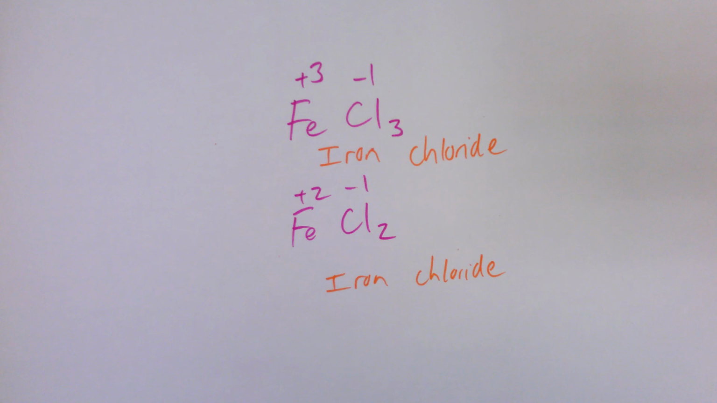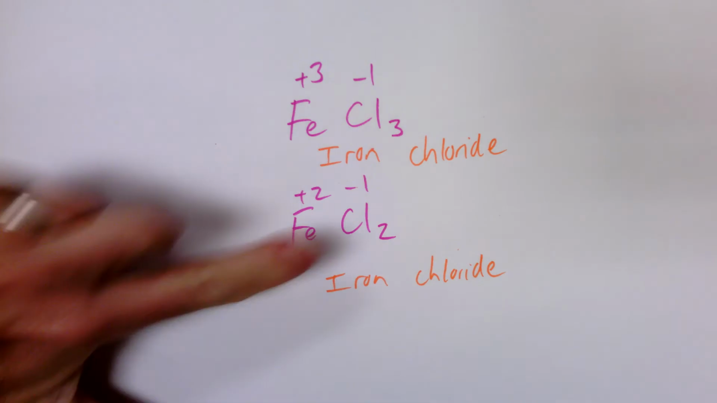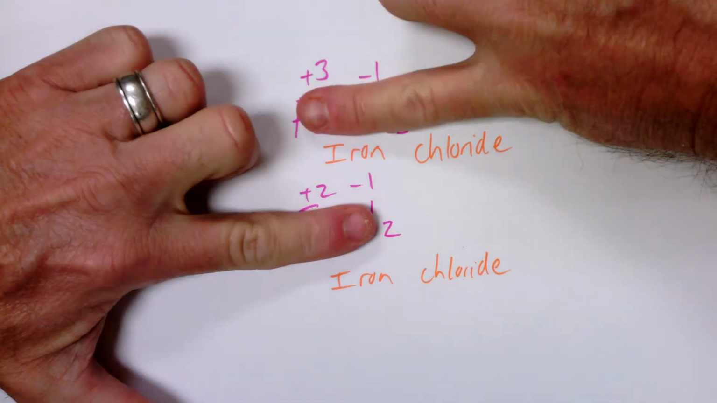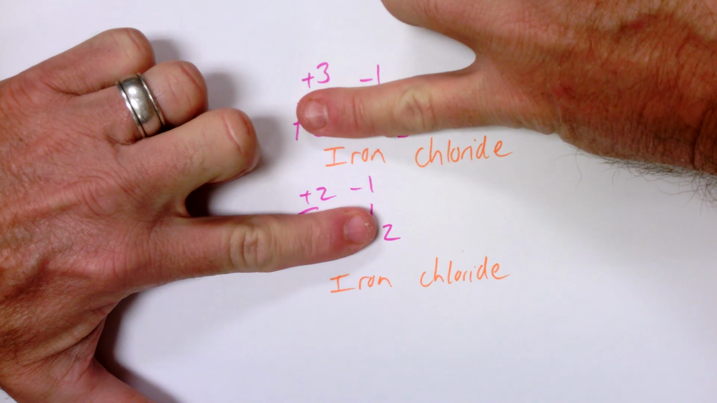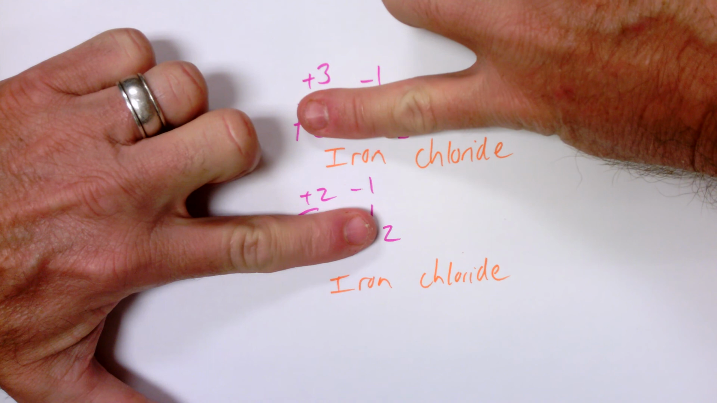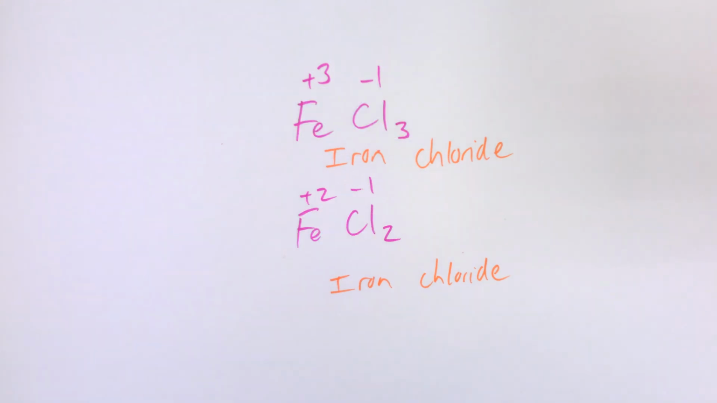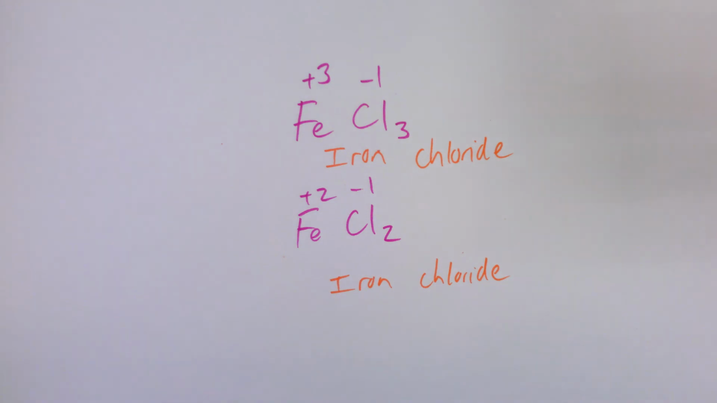Well, if all I say is the name and you don't have the formula, if I just said iron chloride, you wouldn't know which one I'm talking about. Is it the iron that gave 2 or the iron that gave 3? That's where the Roman numerals come into play. You have to have a Roman numeral to tell you what did that particular iron do.